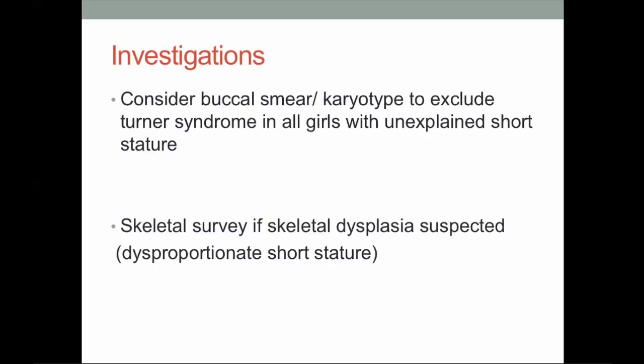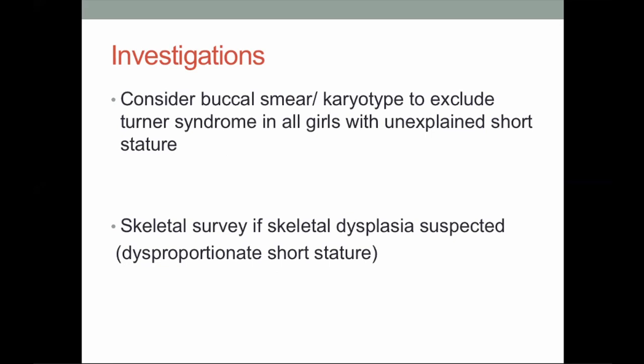Right. In any girl who is short with unexplained short stature, it's good to consider a karyotype. We don't do buccal smears now, so only do a karyotype to make sure they don't have Turner mosaicism. And if the child has disproportionate short stature, then we discuss with the radiologist and do a skeletal survey to look for radiological features of any skeletal dysplasias.